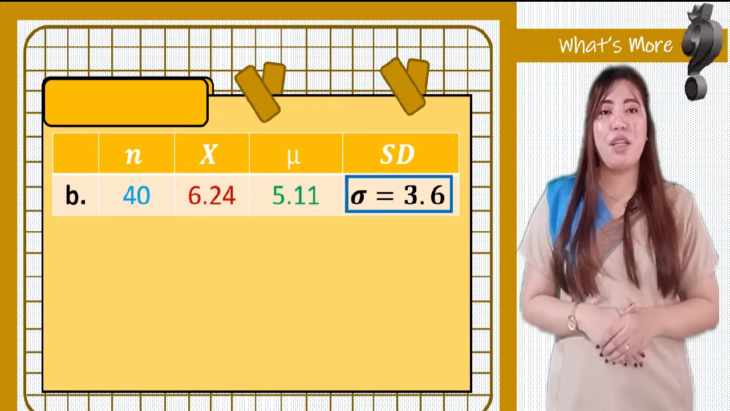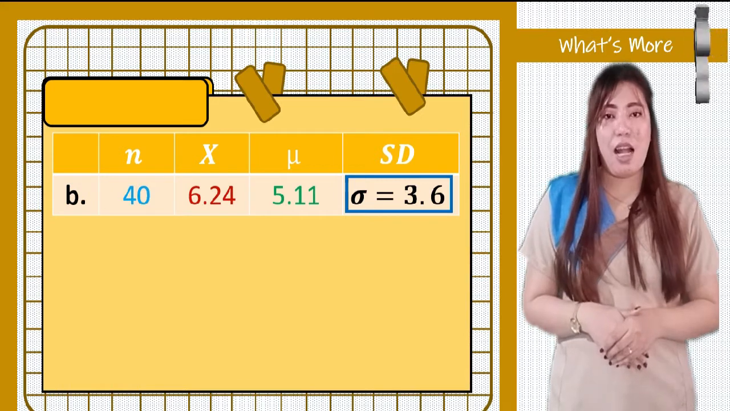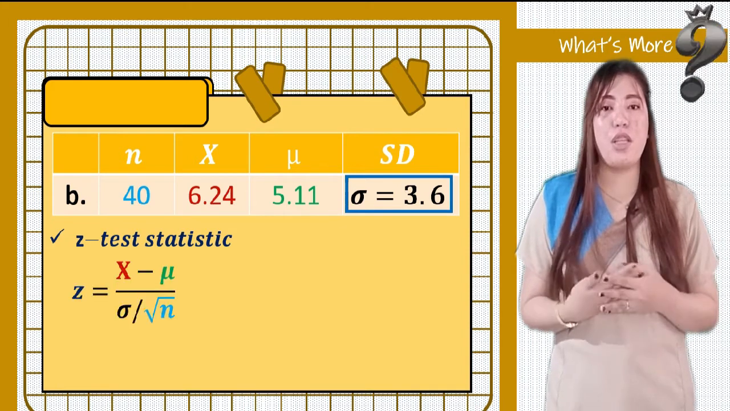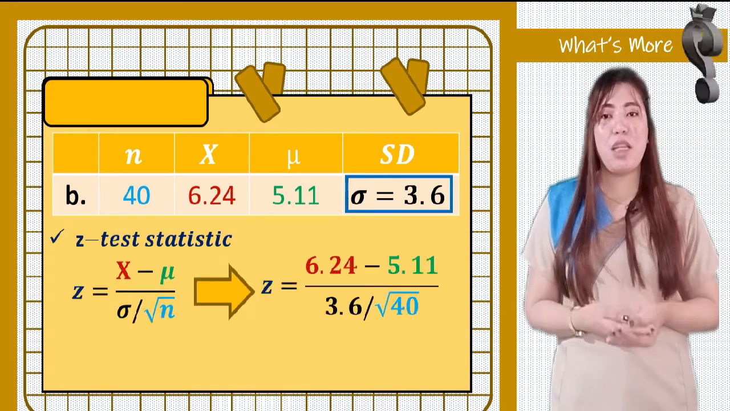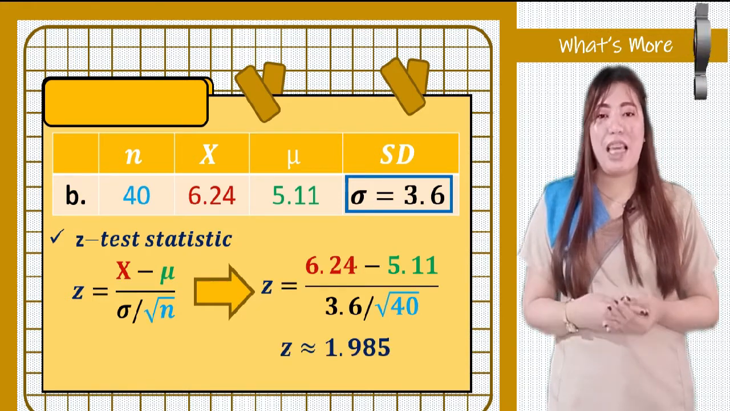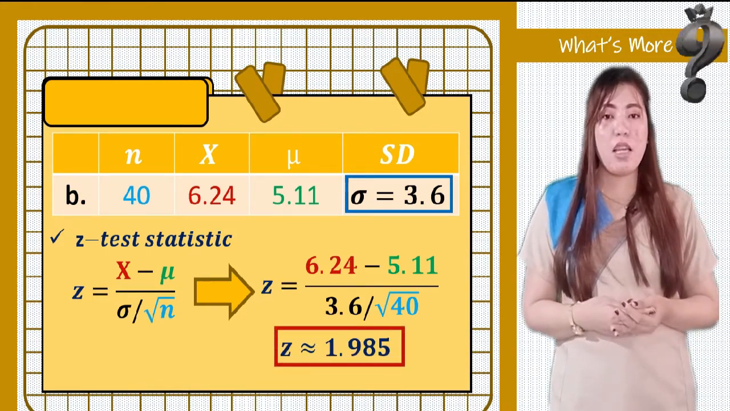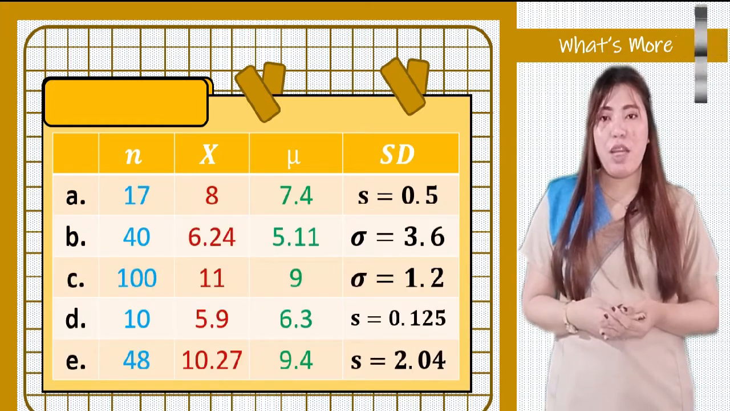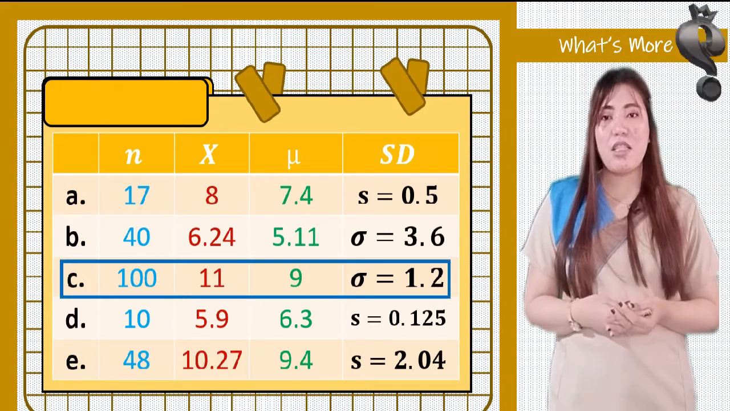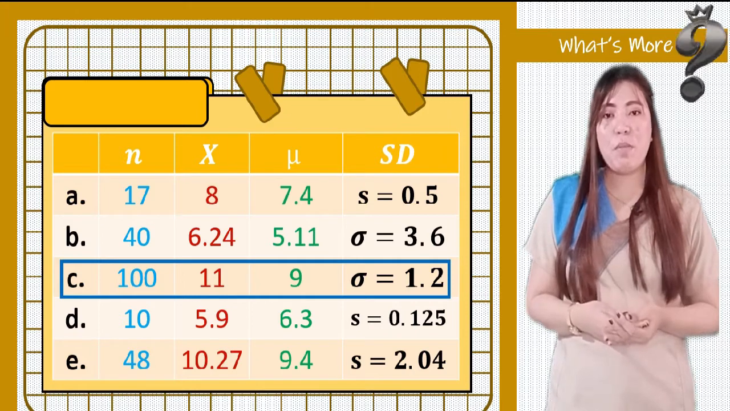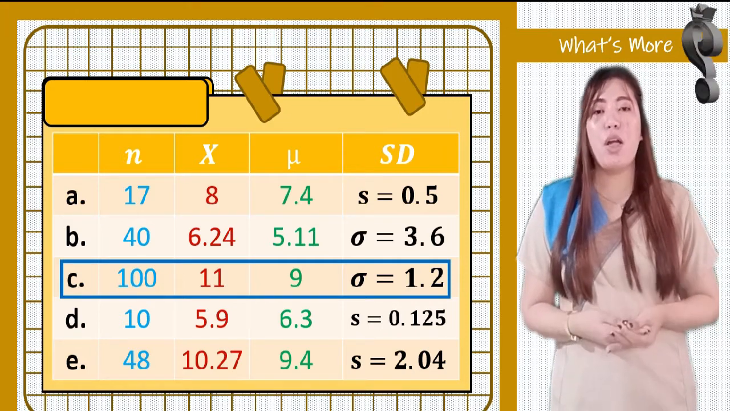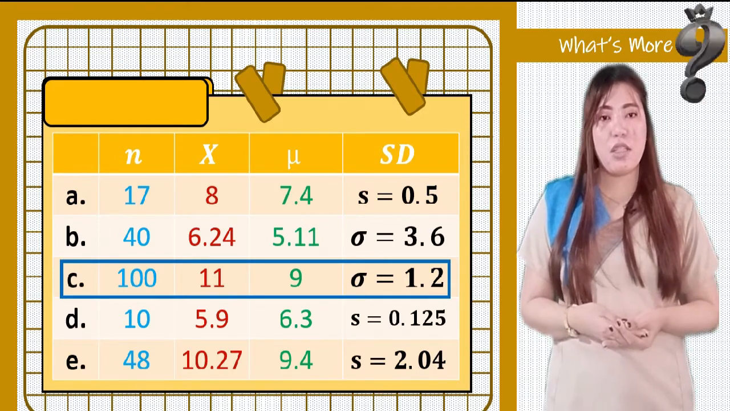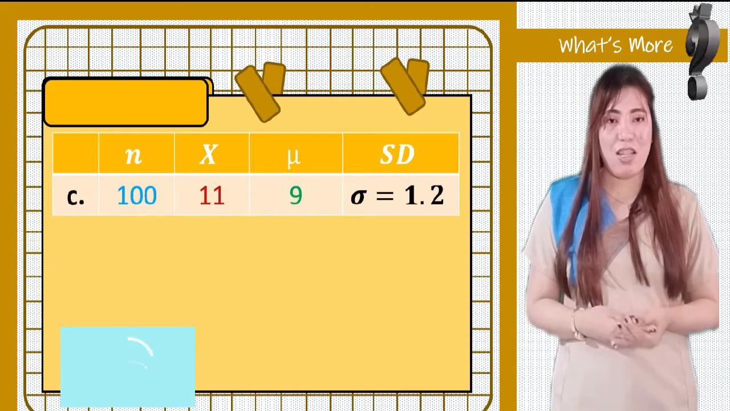The population standard deviation is known and the sample size is greater than 30. Then we use the z-test statistic. Using the formula of the z-test and substituting the given, we will get z is approximately equal to 1.985. Third given. N, or the sample size, is equal to 100. X, or the sample mean, is equal to 11. Mu, or the population mean, is equal to 9. Sigma, or the population standard deviation, is equal to 1.2. 10 seconds.